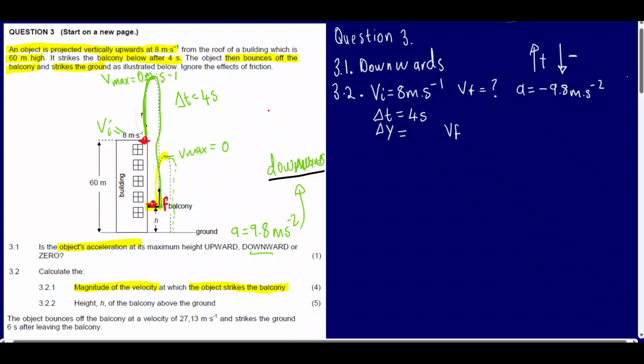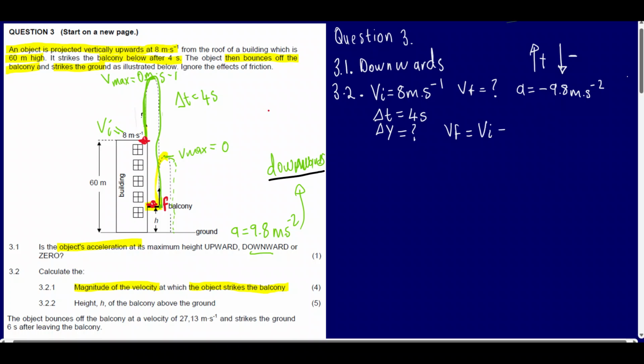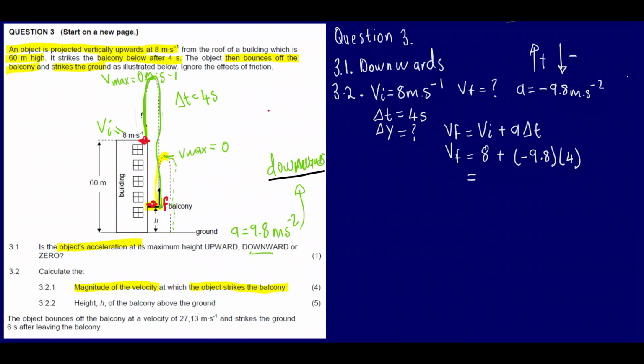Now let's select the formula that is suitable to calculate the velocity with which it strikes the ground. We also don't have the displacement, so I think this formula would help. What is the final velocity here? We can substitute the initial velocity being 8 meters per second, plus negative 9.8, times the time. What is the time? I think the time is simply 4 seconds there. So it took 4 seconds.